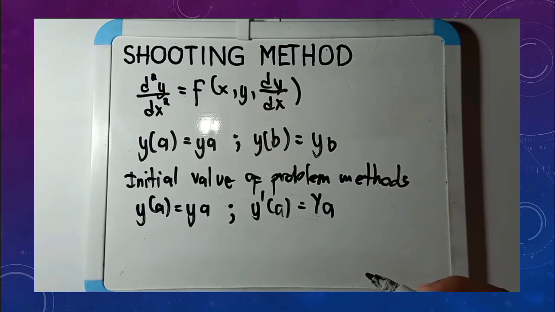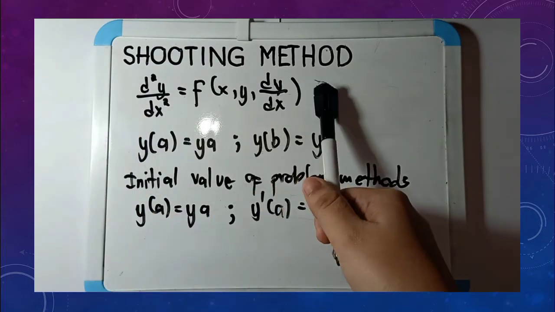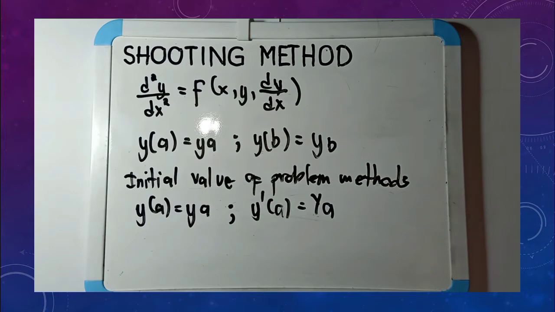Now, we must also remember that if we are using the initial value problem methods in solving this problem, we cannot directly say, okay, I will use Euler's method and then solve the problem. We must remember that initial value problems for second order differential equations such as this one will require us to have the initial value of y at x equal to a, and also the initial slope at x equal to a. And that is the only way that we can solve the problem.